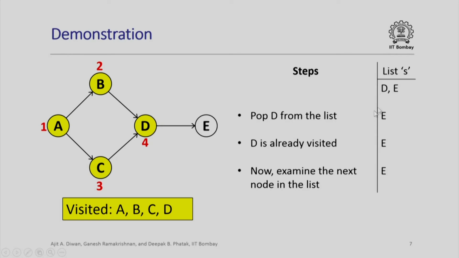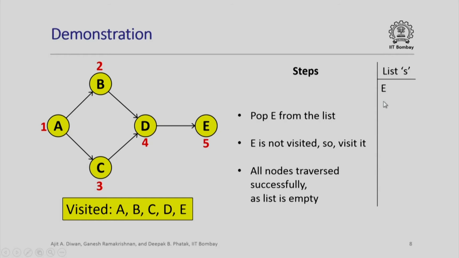Next, we again pop the element D because it is a queue, and only E remains here. Since D is already visited, we forget it. We again go to the list and examine the next node in the list, which is E. We pop E from the list. E is not visited, so we visit it. It has no outgoing edge. All nodes are now traversed successfully because the list is empty and there is nothing more to do, and the order is A, B, C, D, E.